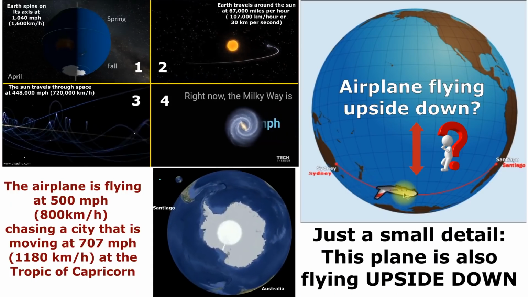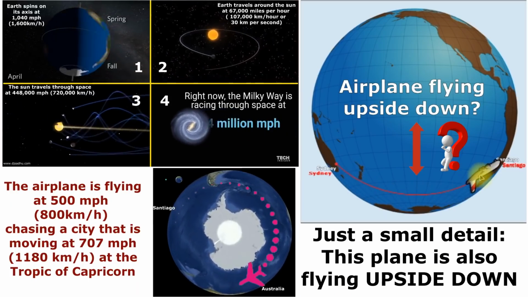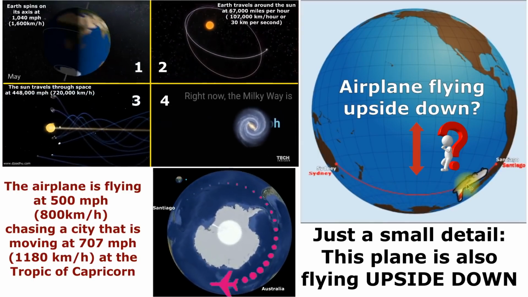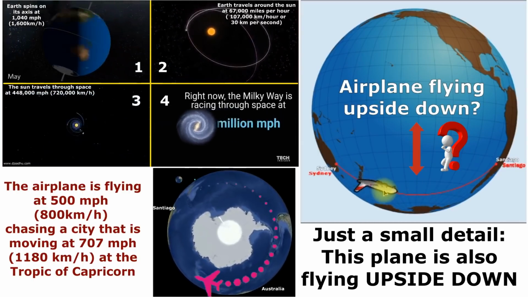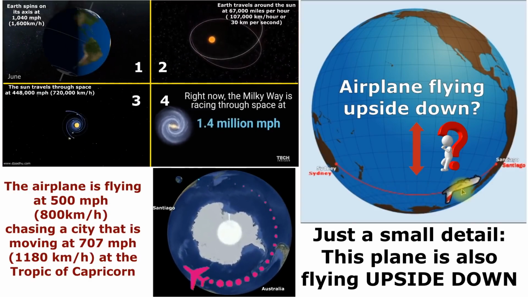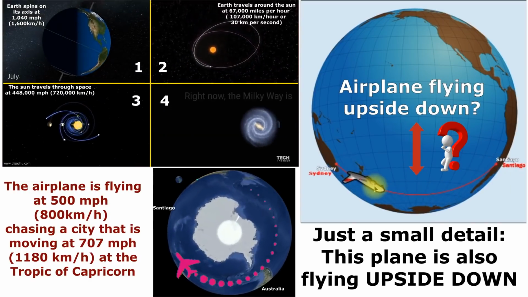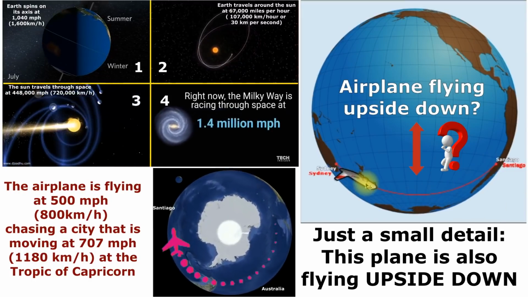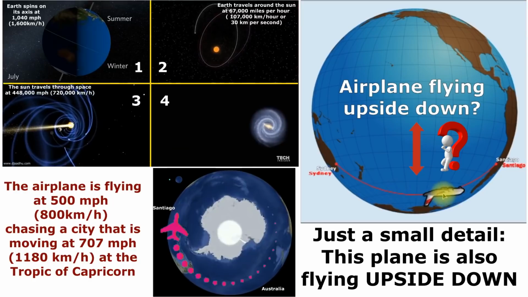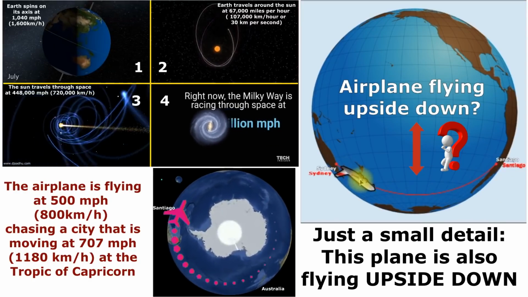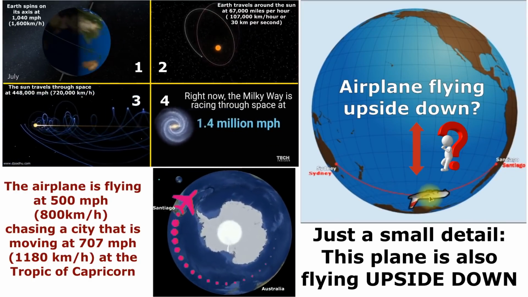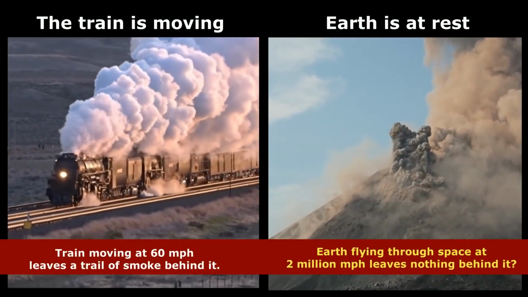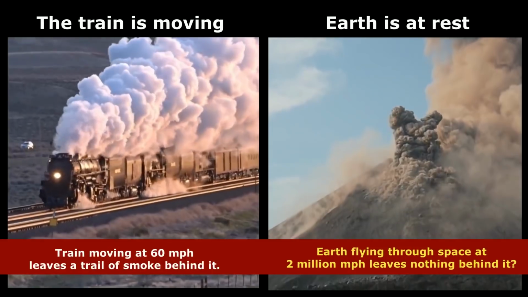As we get to the end of this video, I want you to look at this image one more time and remember that all these four movements are happening right now as I speak. Earth is supposedly flying through space at a speed of 1,000 kilometers per second. That equals 622 miles per second, or 1.4 million miles per hour. I find it very hard to believe that this is what is really going on.